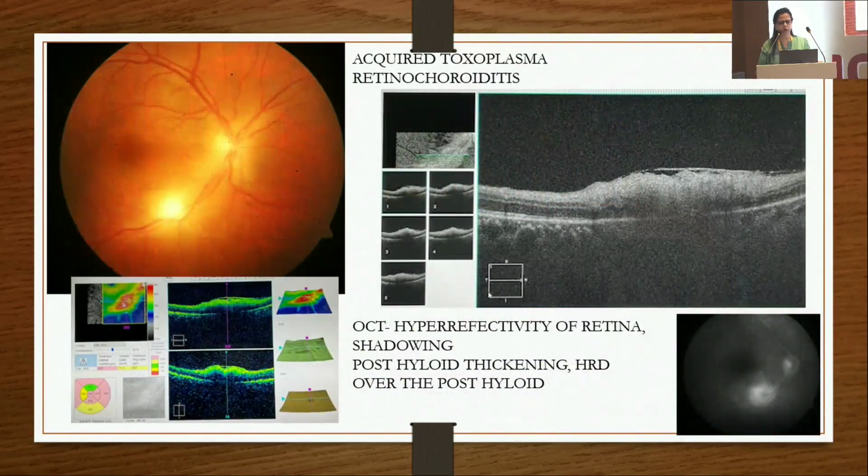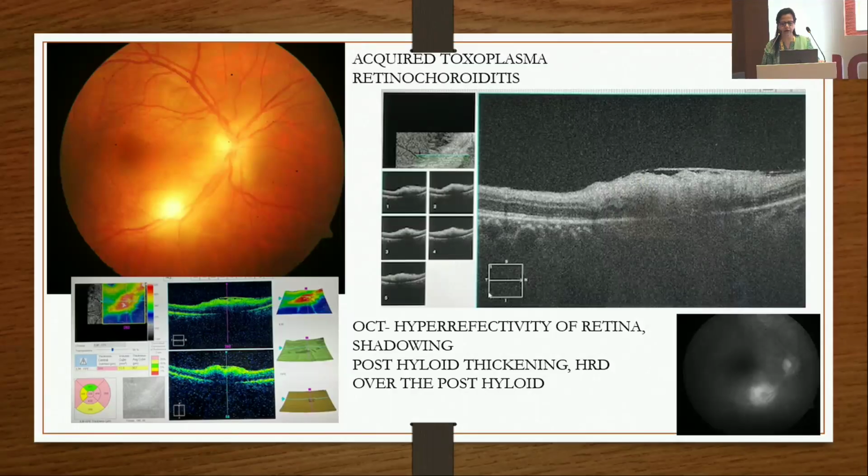Now coming to the next, toxoplasma retinochoroiditis, where OCT plays a very important role. Now you can see this is a 19-year-old boy presented with this single lesion. There is no healed scar adjacent to this. This is an acquired toxoplasma infection. So here the OCT gives a very characteristic look.